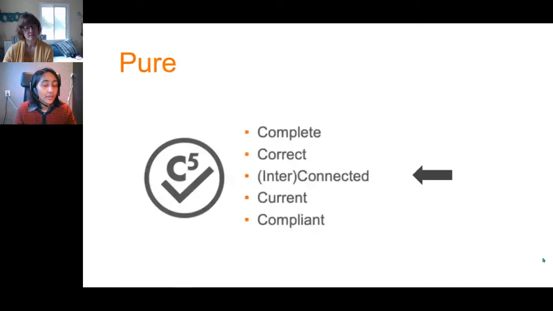So the 5 C's very quickly are complete, correct, connected, current, and compliant. So it's really about having a complete set of your data, that the data is correct, that the data is interconnected or connected to each other, just meaning that those different content types are related to each other and they're not just individual pieces of content sitting in the database. The data is always current, so we're always checking to see if there's updates we can be making to the content, and that it's compliant.